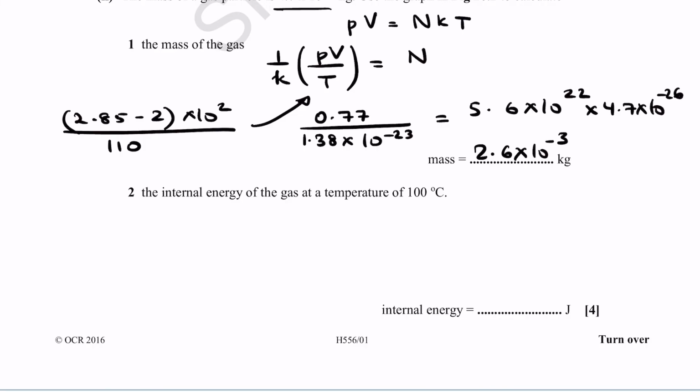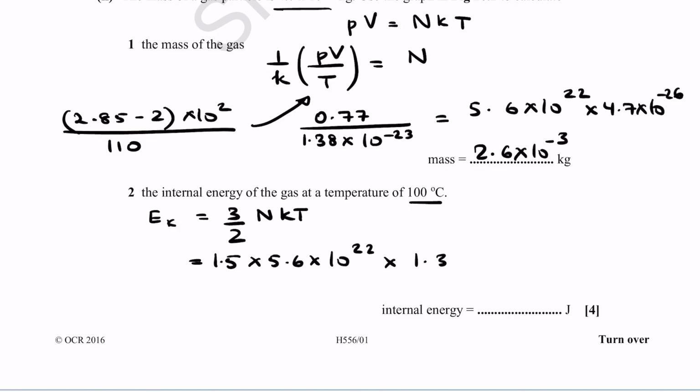Then it says calculate the internal energy of the gas at temperature of 100 degrees C. So I know that this is gas and the internal energy is equal to the kinetic energy, which is equal to 3 over 2 nKT, and I've got everything here. All I have to do is put it in the calculator. So for 5.6 times 10 to the 22 particles, and k being a constant, temperature has to be in kelvins, 373 kelvins, and that gives me 430 joules of energy.